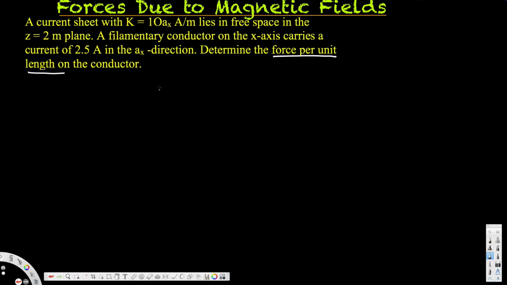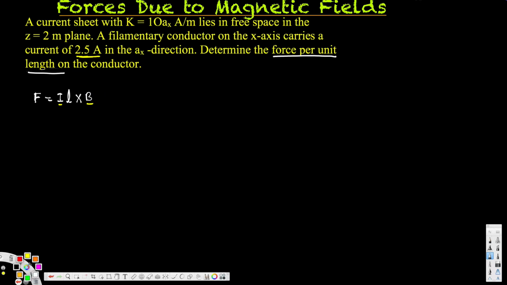If you look at the question here, we are interested in finding the force per unit length. Now let's look at the equation that's related to force and the length. This one is more suitable here: F is equal to I times L cross B. Now here we are interested in finding F over L, so we don't need to know the L, but we have to know what is I and what is B. I is given in the question, 2.5 ampere, but we don't have B given, right? B is the magnetic field.